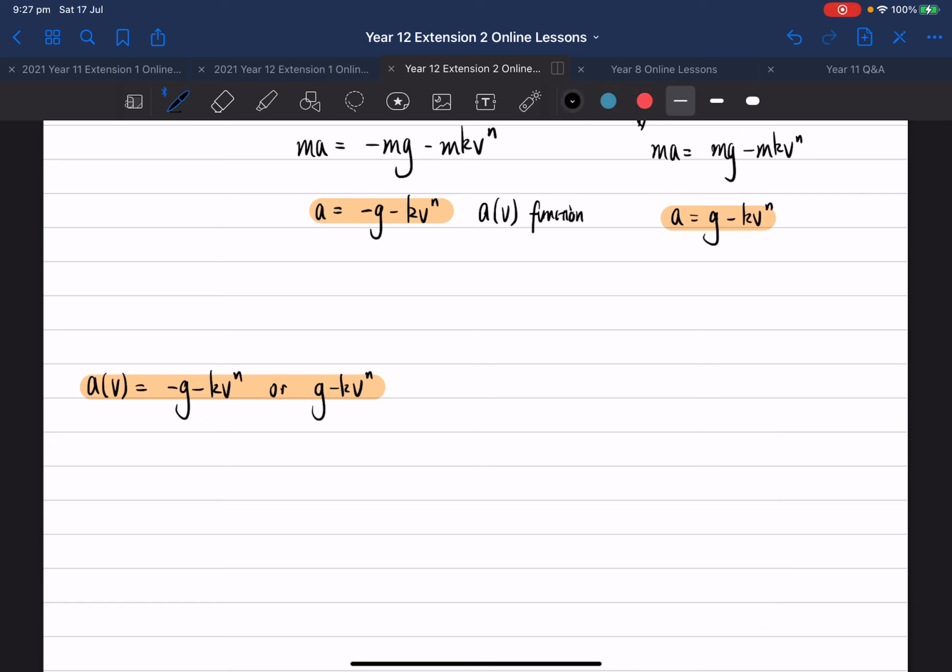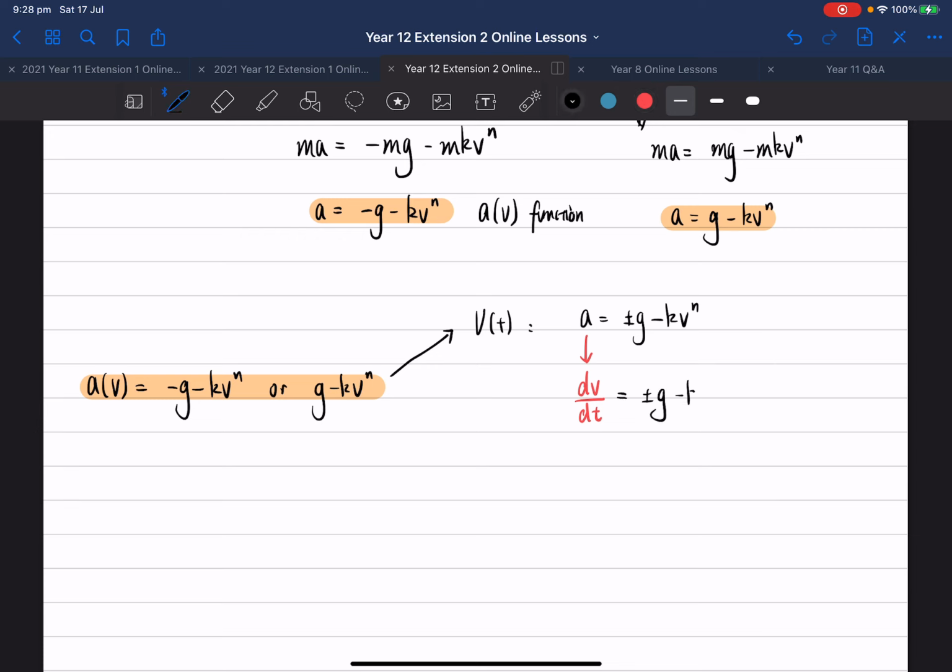The first thing we need to understand is, if we want to change this equation of motion from the a-v equation into, let's say, the v-t equation, what is the method you need to use? If you want to change into a velocity and time equation, you need to change the acceleration into dv over dt. This is the critical step.